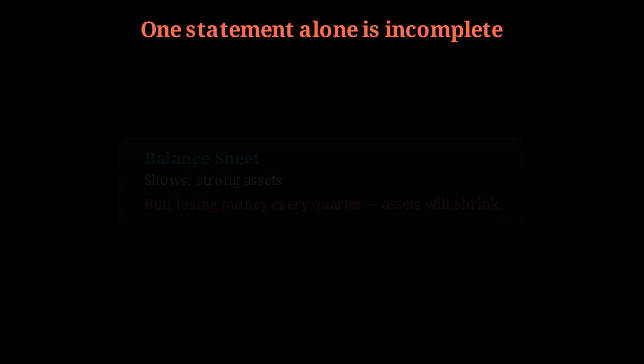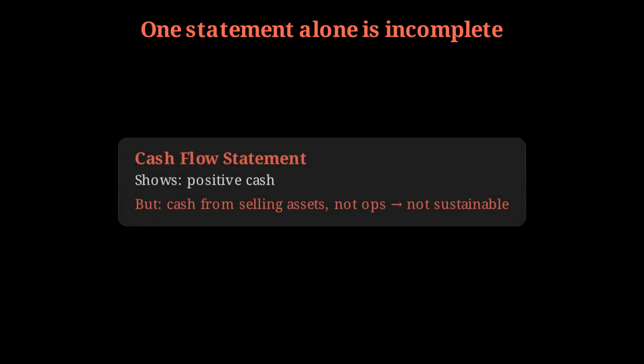You need all three. The income statement tells you if the business model is profitable. The balance sheet tells you if the company has a cushion, assets to cover liabilities. The cash flow statement tells you if the company is generating cash to sustain itself. Together, they tell the full story.